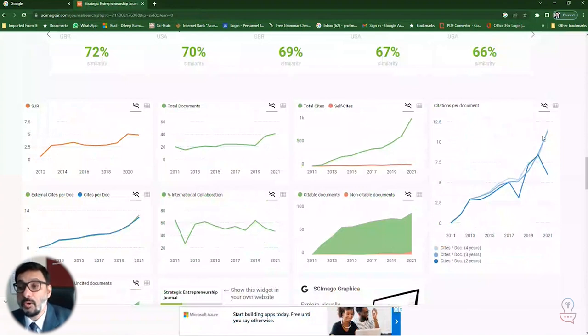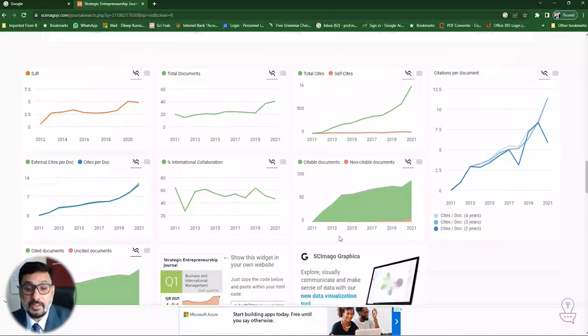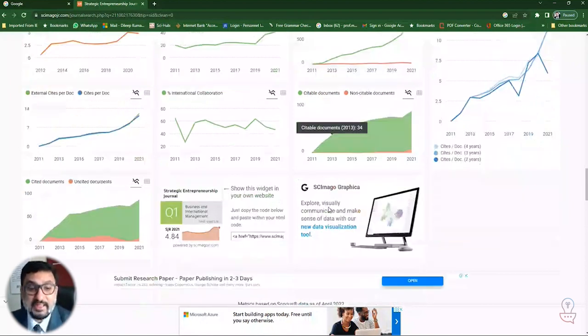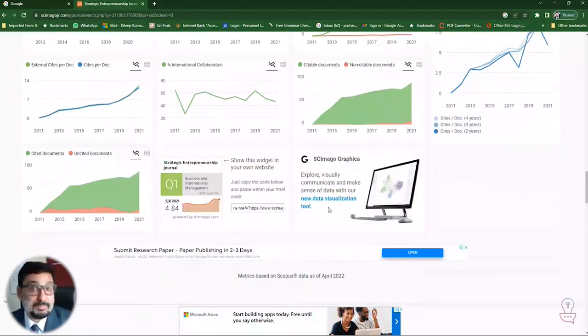Now you look upon the last 4 years. Last 4 years, it has gone up like anything. At least 10 or 11 citations per document is going up. That is clearly indicating, so now you look upon the cited documents, and likewise it is clearly indicating that non-citable documents are going down, citable documents are going up, meaning citable articles are going up. This clearly indicates that this journal is dependable.